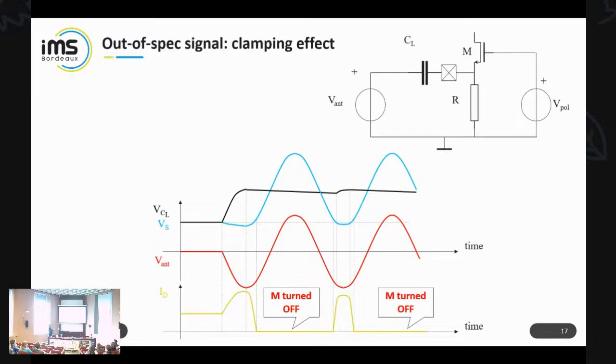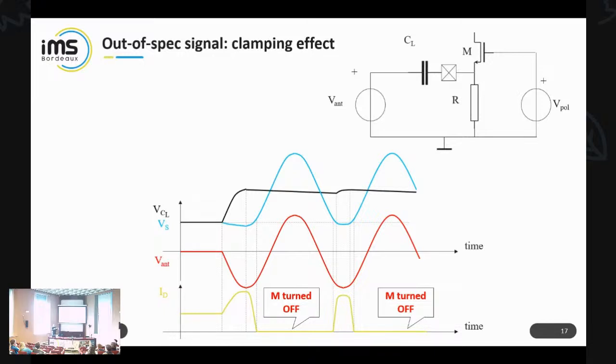You got pulses of current, and the transistor is turned off most of the time, which means that you don't listen to any other signal but this one. It's really killing your sensitivity. Of course, you are not supposed to receive this kind of signal here, but it may arise that a blocker, for instance, goes there.